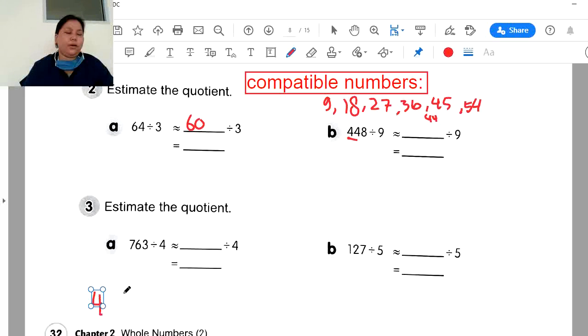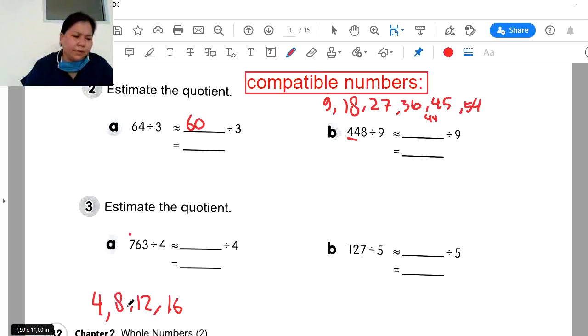Starting with 4, we count on 4. 4, 8, 12, 16. Okay. Look at the first digit. 7 here, right? Is there already 7? I think we can make it here because it is between 4 and 7. And 7 is bigger than 4. That's why we can proceed with only 1 digit.